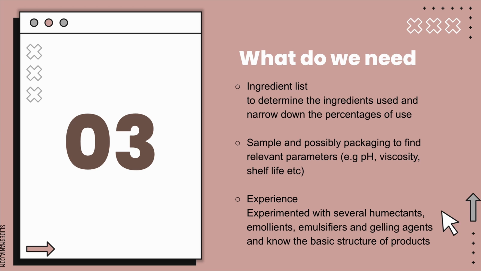Ideally, we would also have formulating experience, so we would have already experimented with several materials including several humectants, emollients, hot and cold process emulsifiers, and gelling agents. As formulators, we would also know the basic structure of the product, so what ingredients are essential for its stability and function. To acquire this knowledge, it takes many years of studying, practicing, and experimenting with materials.